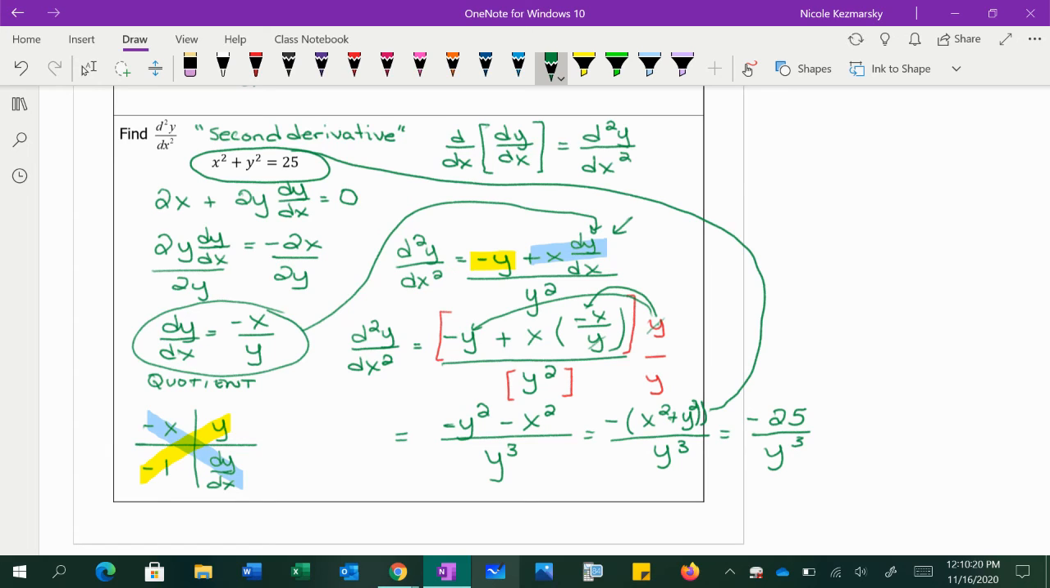And there's my answer. So this was a circle, x squared plus y squared equals 25. This will work for any circle. So if it was x squared plus y squared equals 4, x squared plus y squared equals 100, it's going to work for any of the circles that you could possibly have.